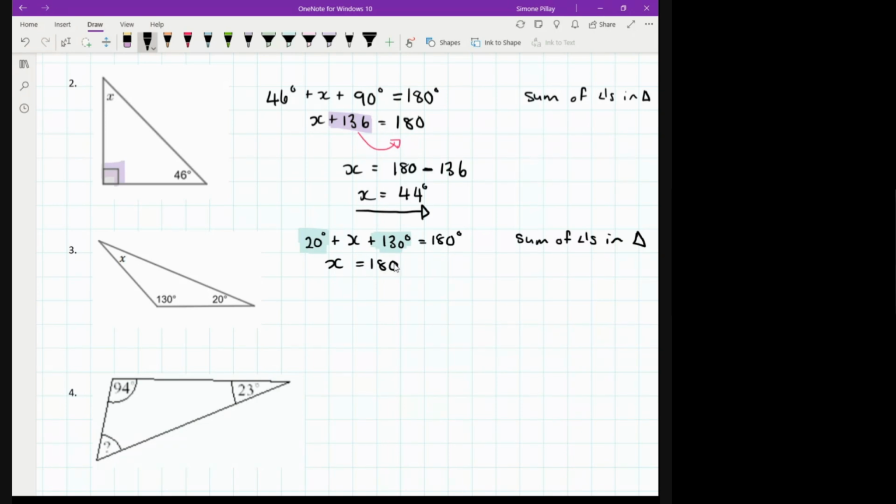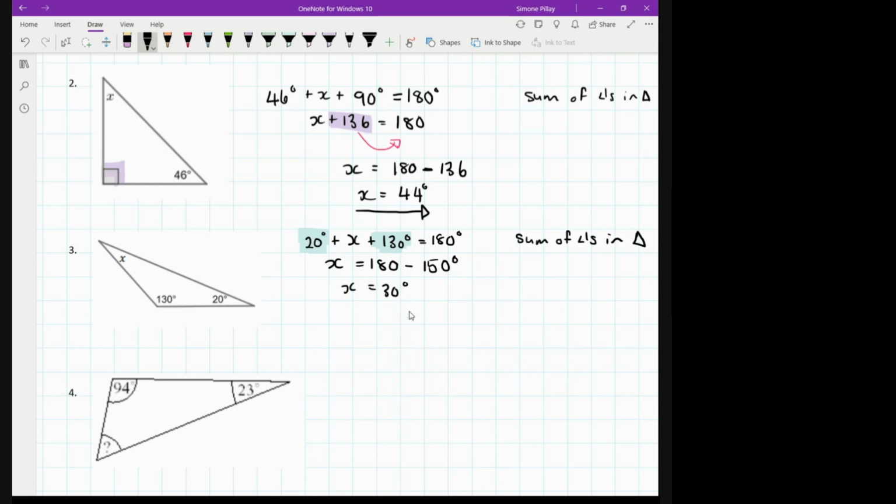130 plus 20 is 150. Okay, so let's just do all that in one step. Minus 150, and then x equals 30 degrees.